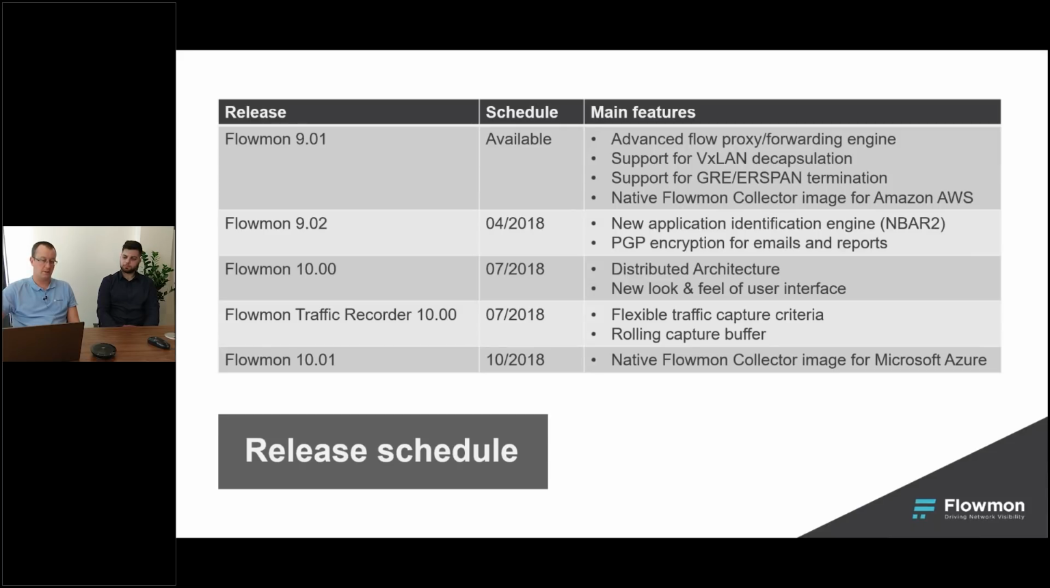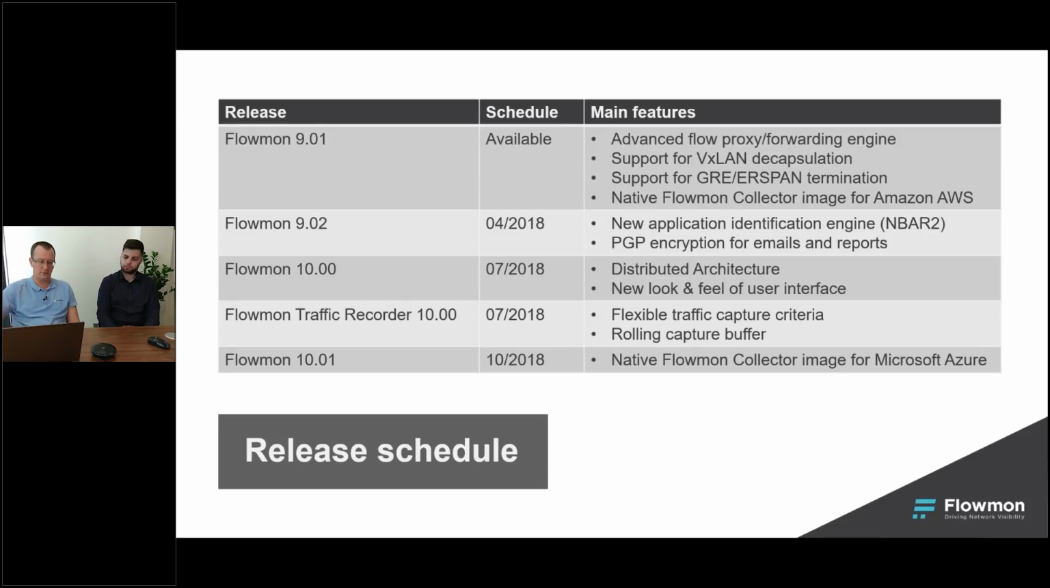What is in front of us is 9.2, where we will introduce two major improvements. One is a new application identification engine, so the feature network-based application recognition. We do have updated application patterns, so you can expect improvement and increase of the percentage of flows classified on the application level. We will also enable the use of PGP for email encryption. So as a user, you can introduce your PGP key, and the report that Flowmon will produce will be sent to your email encrypted, so only you can open it.